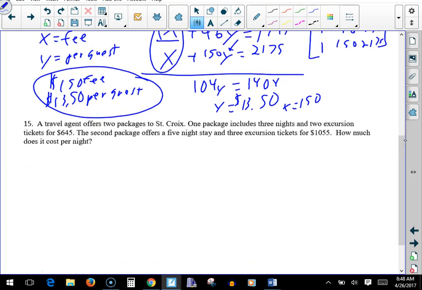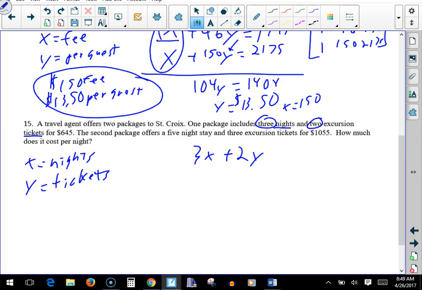Travel agent offers 2 packages, nights and tickets. Those are the key words you're looking for. What words occur in both situations? And then you have your x and y. X is your nights, and y is your tickets. All right? So, all we do is look for the numbers. 3 and 2. Bam. 3 and 2. It's that simple. Cost is $645.